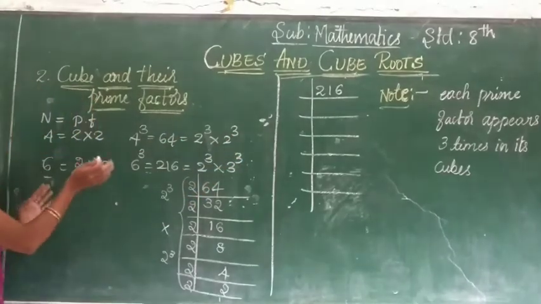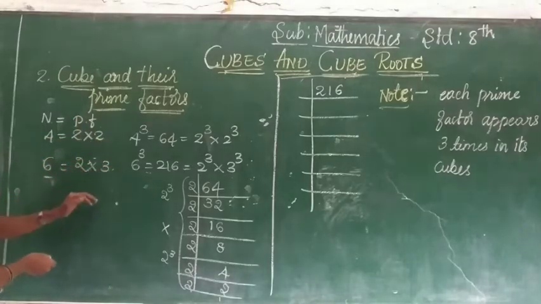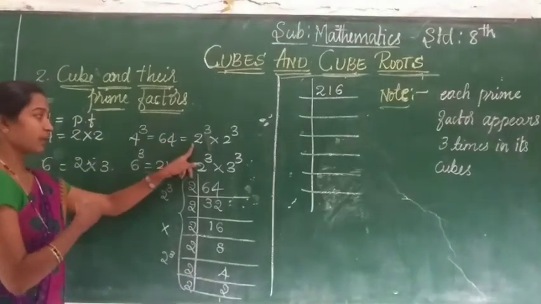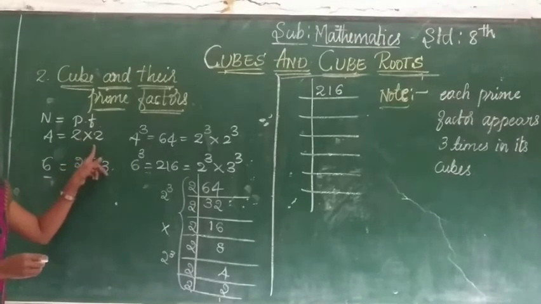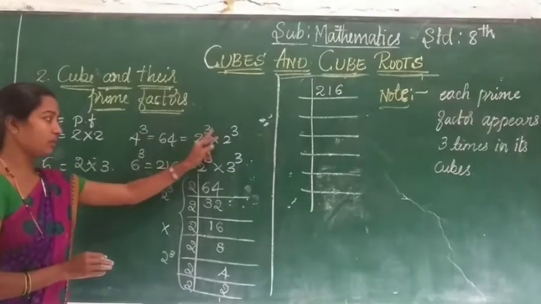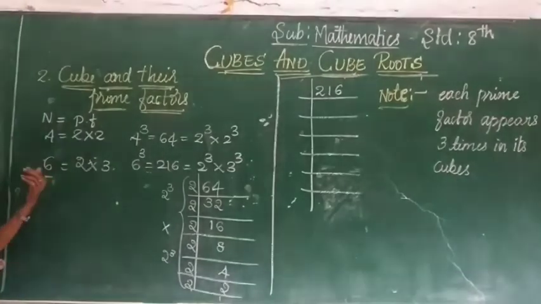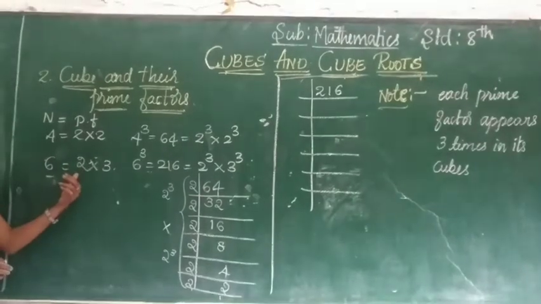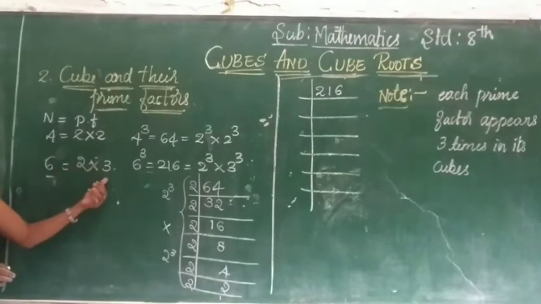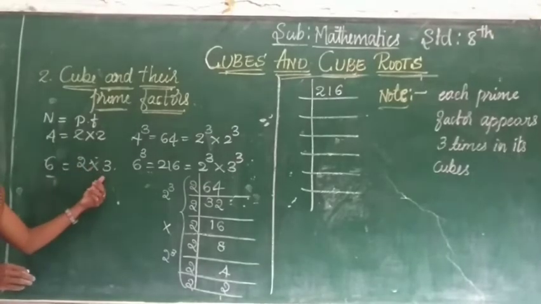From this, what do we conclude here? The cube of a number also has prime factors, and what we write as the prime factors here also take the cube values. See, for example, 6. 6 is the number. The prime factors of 6 are 2 into 3.